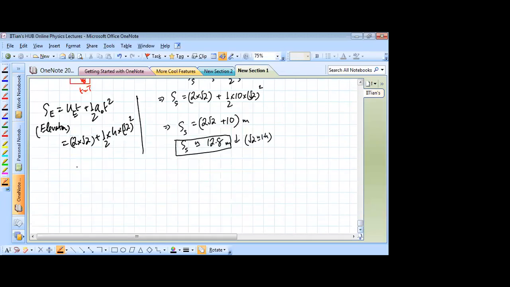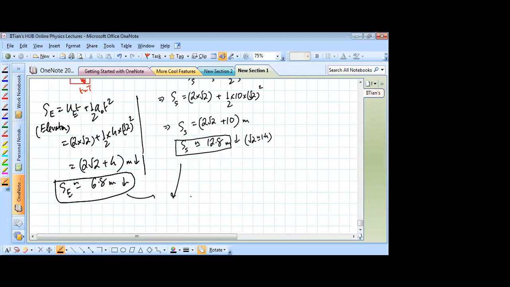So you can see this will become 2 root 2 plus 4 meters downwards, or approximately 6.8 meters downwards. This will be the displacement of the elevator. So from this also we can see that the displacement of the screw relative to the elevator should be equal to displacement of the screw minus displacement of the elevator, and that will come out to be 6 meters downwards.